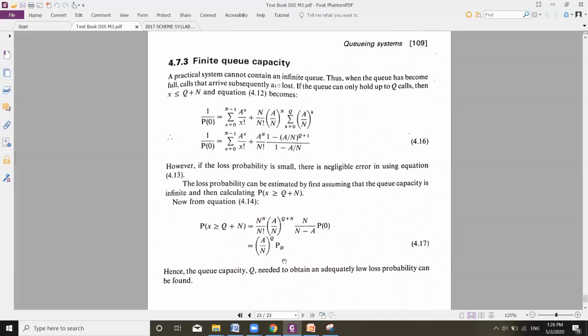If you replace n to the power of n divided by n factorial, and n by n minus a, into p naught, by p of d, then we have the simplified version: probability of x greater than or equal to q plus n is equal to a by n to the power of q multiplied by p of d. Hence, the queue capacity q needed to obtain an adequately low loss probability can be found by using this equation, that is 4.17.